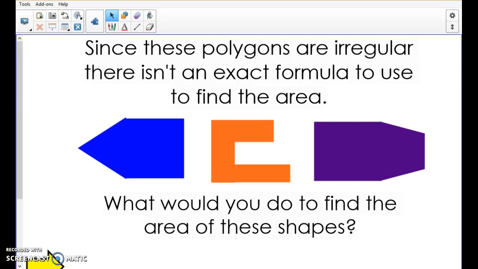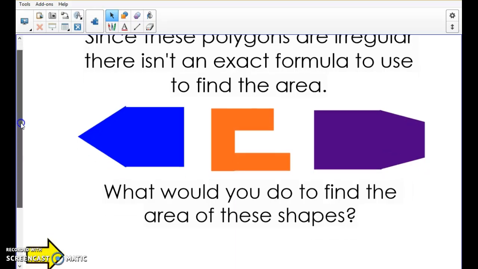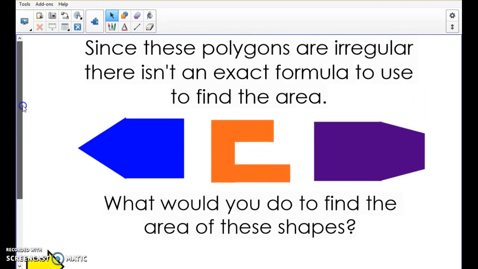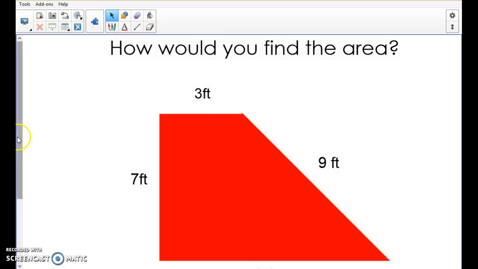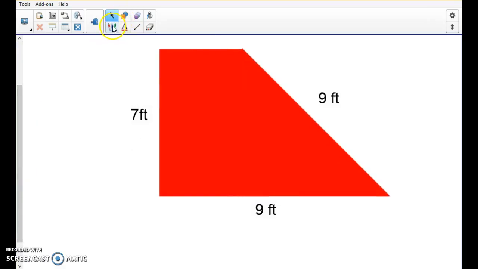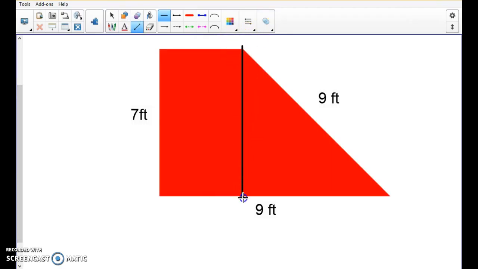So we're going to be finding the area of shapes that look like this. Some of you might do it differently than me, that's fine. But no matter what, we should end up with the same answer. So with a shape like this, Mr. Muller sees right away that there is a rectangle and a triangle right there. If somebody sees something else, that's perfectly fine, as long as we end up getting the same answer.